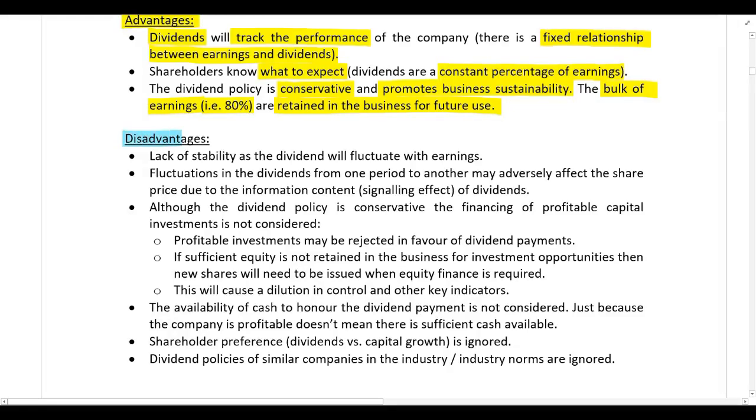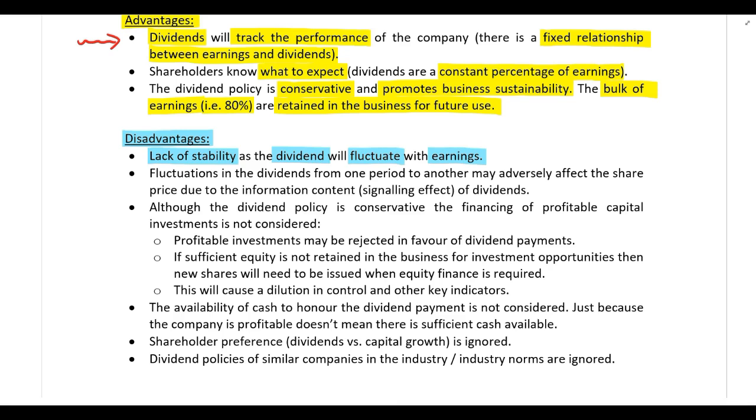Then what are the disadvantages of a constant dividend payout ratio or a constant dividend cover? First, the dividend will lack stability as it is going to fluctuate with earnings. So if earnings increase, the dividend increases. If earnings decrease, the dividend decreases. Now don't get confused. We said above that this is an advantage because dividends will track the performance of the company. So when the company performs well and earnings increase, the dividend will increase. If the company performs badly and earnings decrease, the dividend will decrease. So it can be seen as an advantage because the dividends will track the performance of the company.